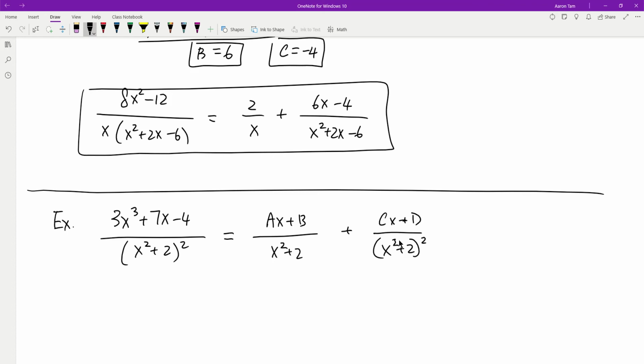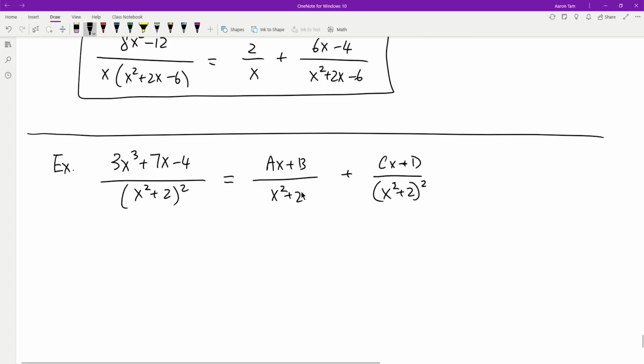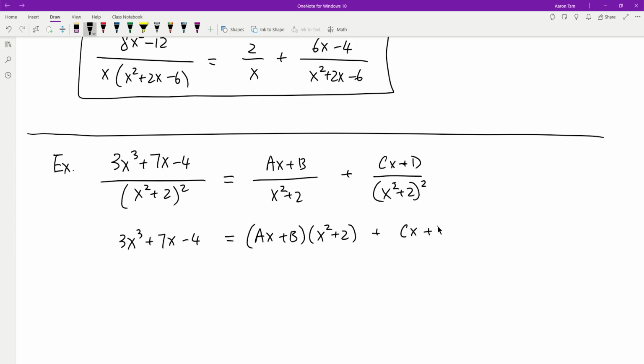Okay. So now it's just a matter of solving this. So how do I do this? It would be 3x to the 3rd plus 7x minus 4 equals ax plus b times x squared plus 2, plus cx plus d, and multiply by nothing because they already have the common denominator. So once again, this becomes a major issue. The reason it's an issue is because we really don't know what number to plug in. There's no really good number that will make the denominator equal 0.